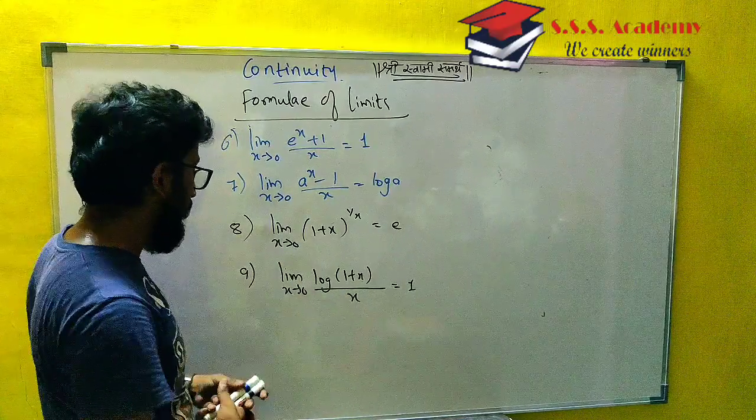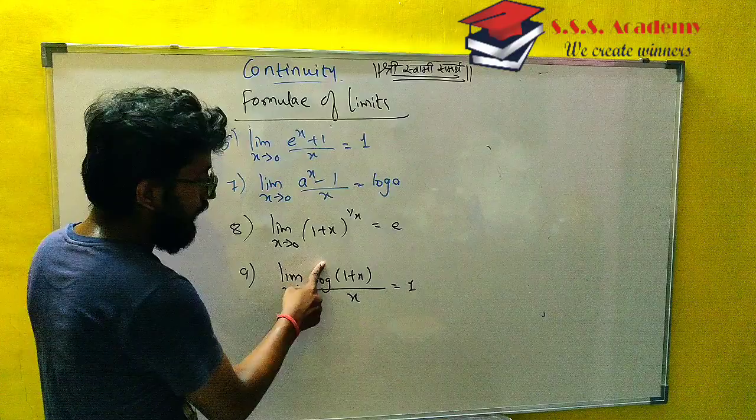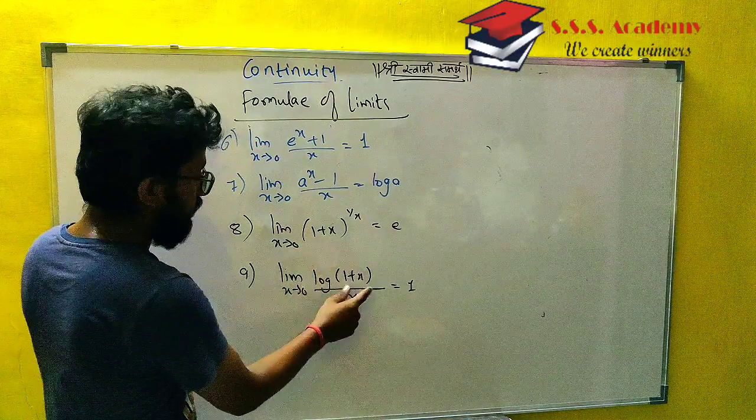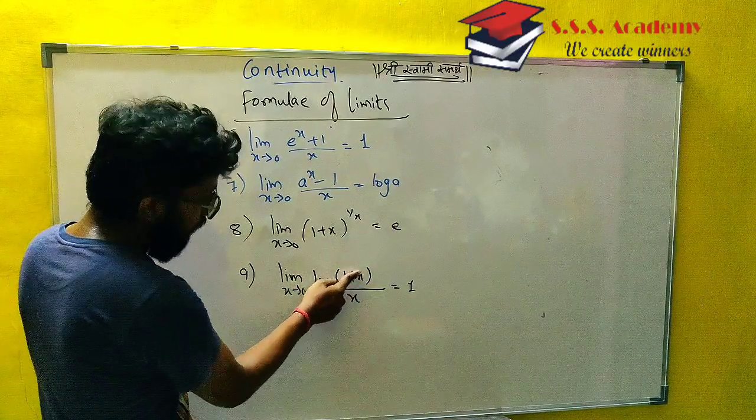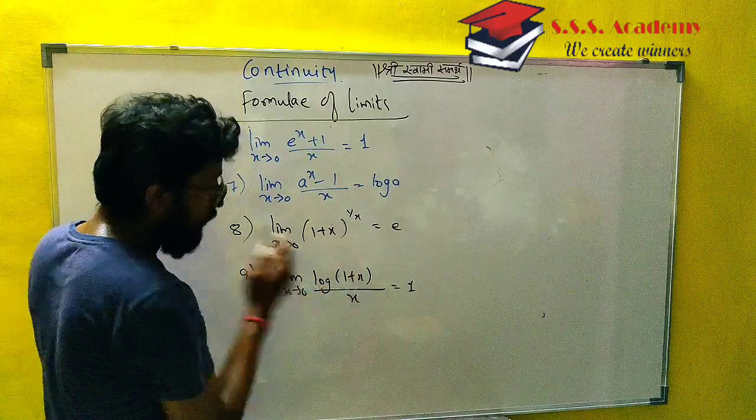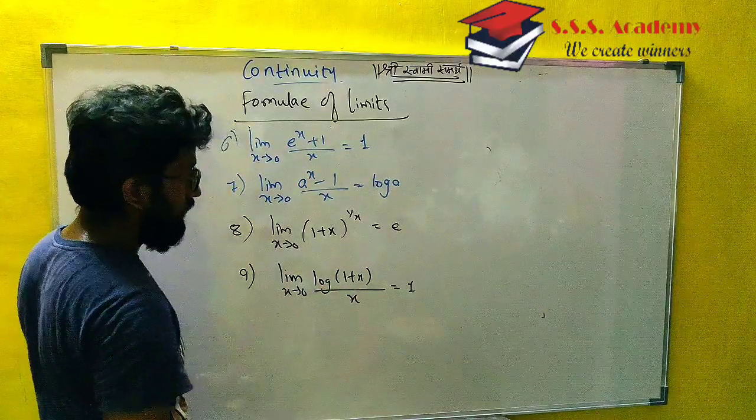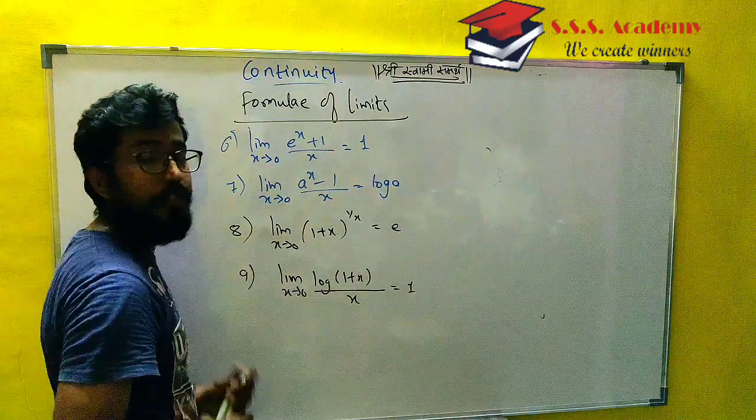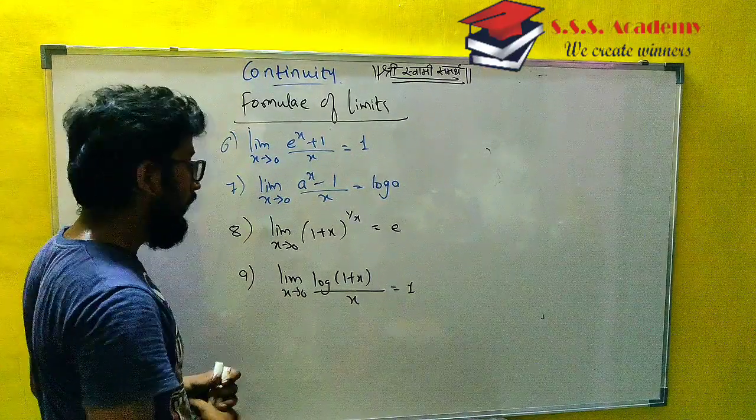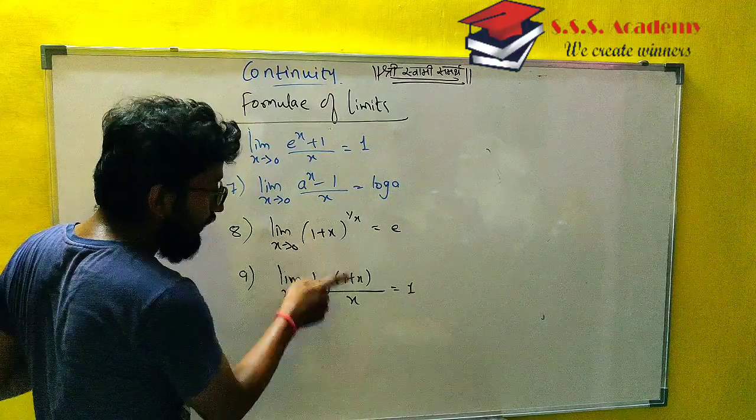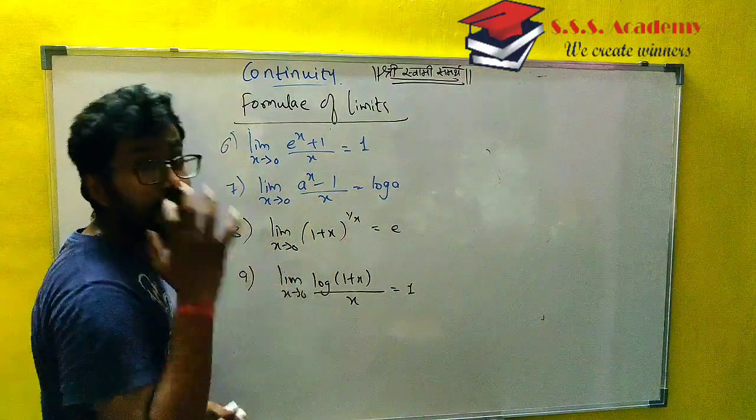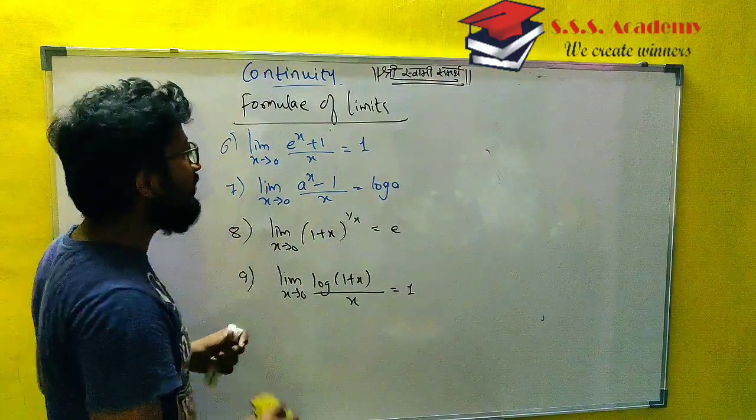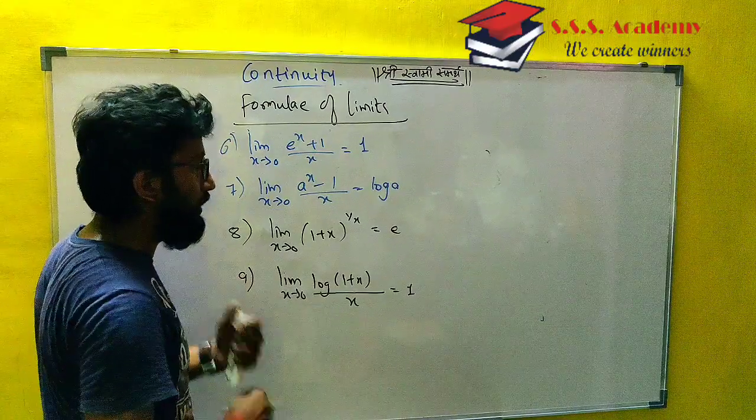And for the last one, when a log is applied, the base part of the 8th one is the same, that is 1 plus x, and whatever is the x over here must be fully repeated in the denominator, and this x must tend to 0, then only the value is 1. And in both these cases 1 plus must be there, no minus sign should be there. Okay, so these are the formulas that we have used in limits.